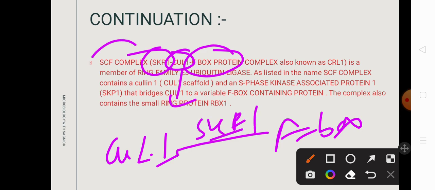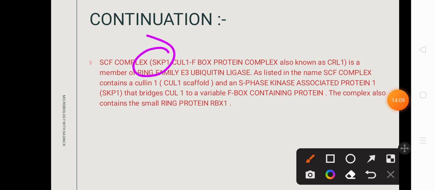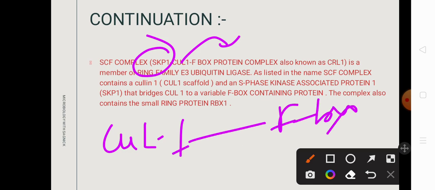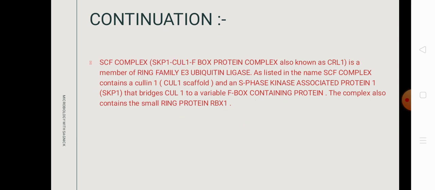That is the entire structure of the SCF complex, and this complex may also contain some small RING proteins, known as RBX1. So again, the SCF complex consists of three things: SKP1, CUL1 and F-box protein. CUL1, also known as Cullin1, is a scaffold protein. In between CUL1 and F-box protein, there should be SKP1 as a bridging material. The full form of SKP1 is S-phase kinase associated protein. Along with that, there should be some small RING proteins, known as RBX1. So that is the entire concept of the SCF complex.